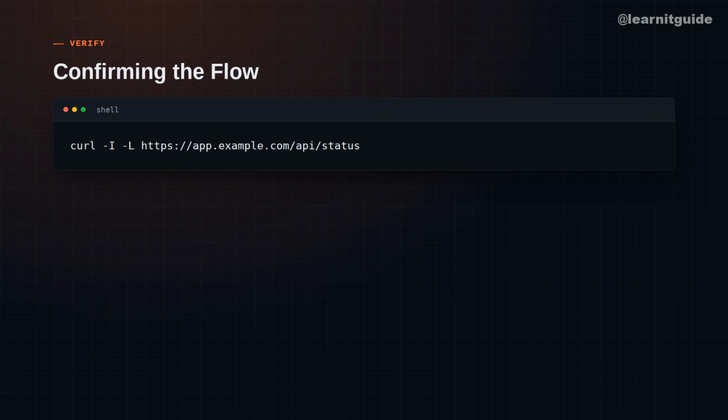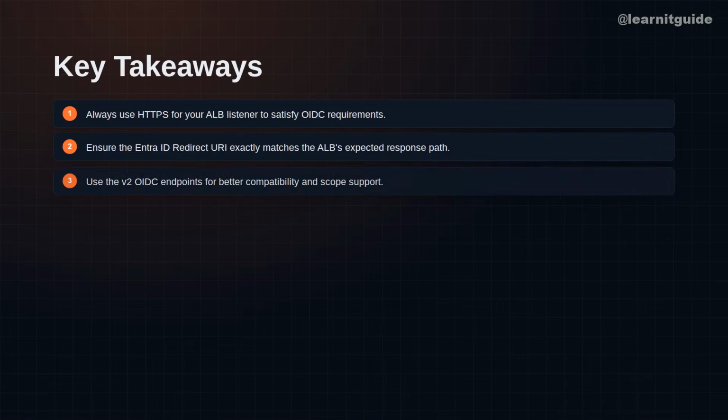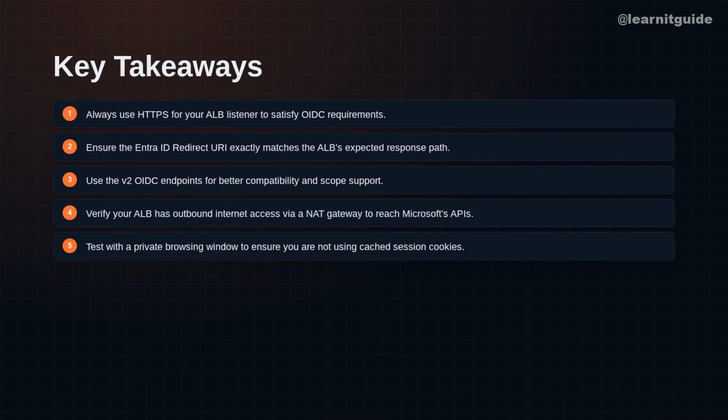Let us recap the key points for a successful integration. Use HTTPS on your listener, verify your redirect URIs precisely, stick to v2 OIDC endpoints, confirm your outbound network connectivity, and always test in an incognito window. This pattern is incredibly powerful for securing legacy internal tools without rewriting their authentication layer.